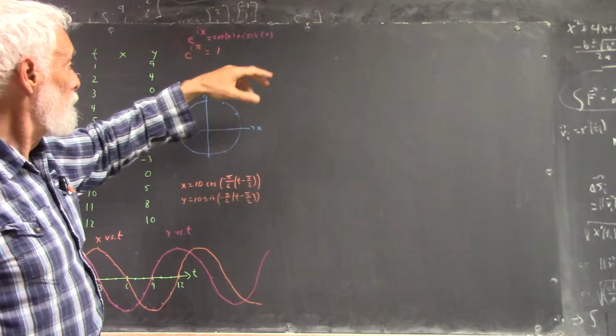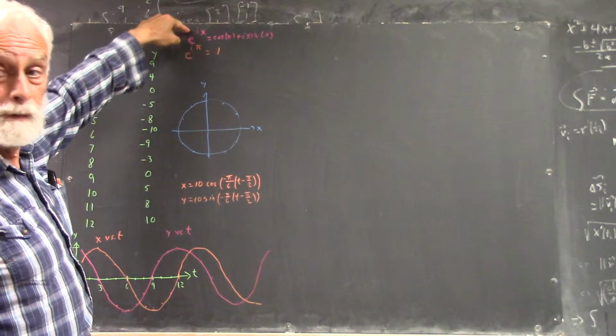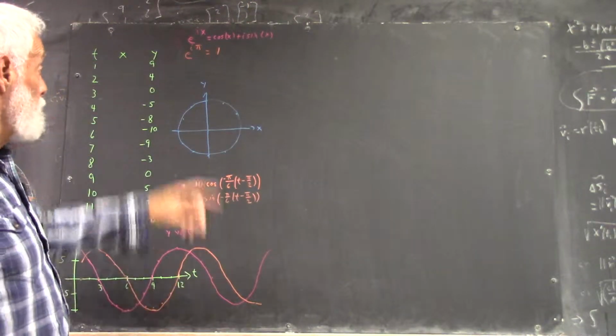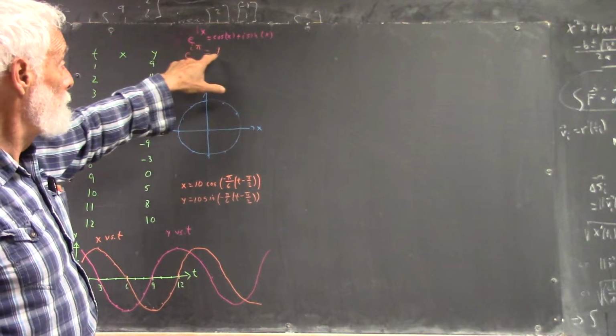And you can separate out the function for e to the ix, i being the square root of -1, the imaginary number. Now you can separate it out and you get this, and it's really pretty easy. Also, e to the i pi equals -1.